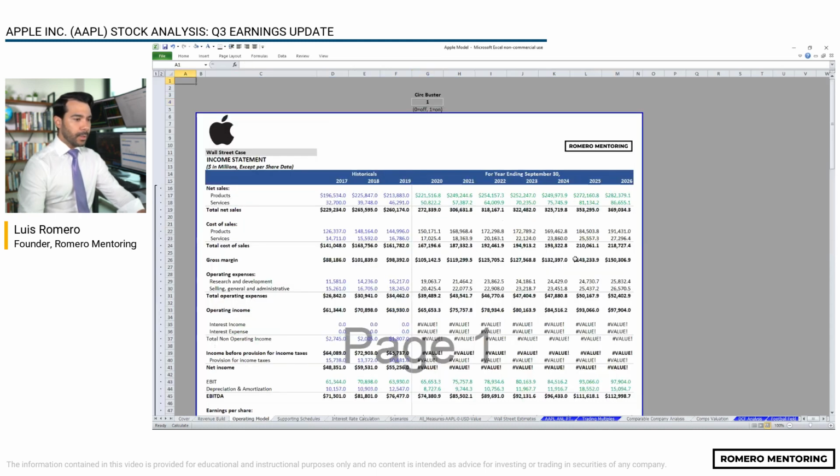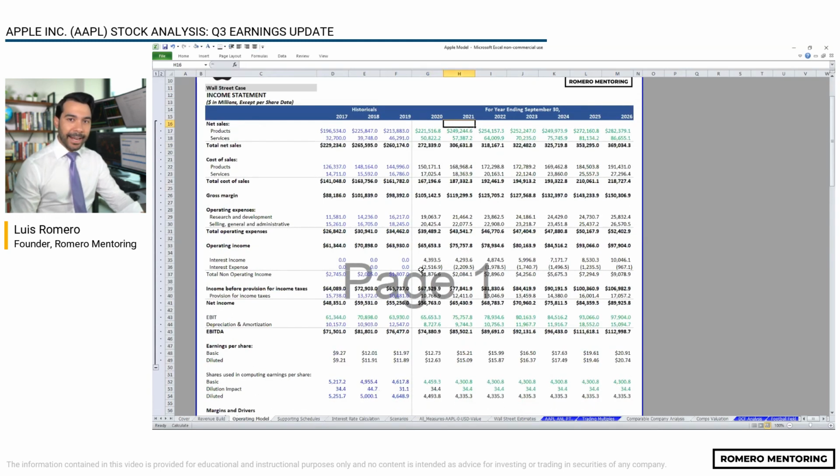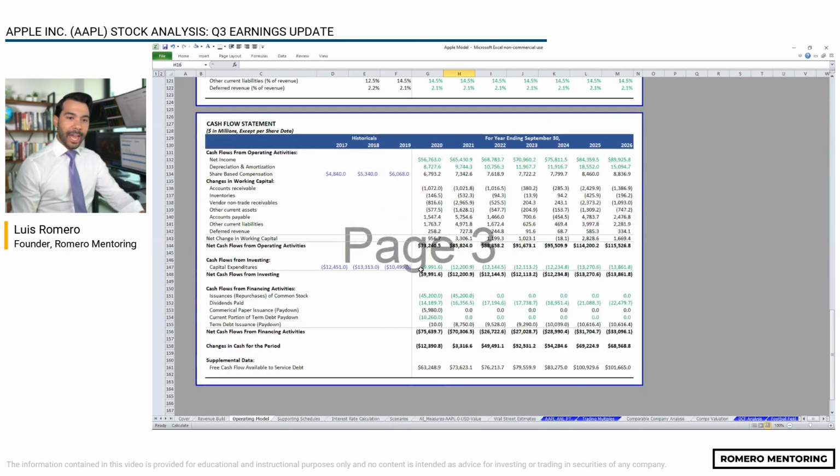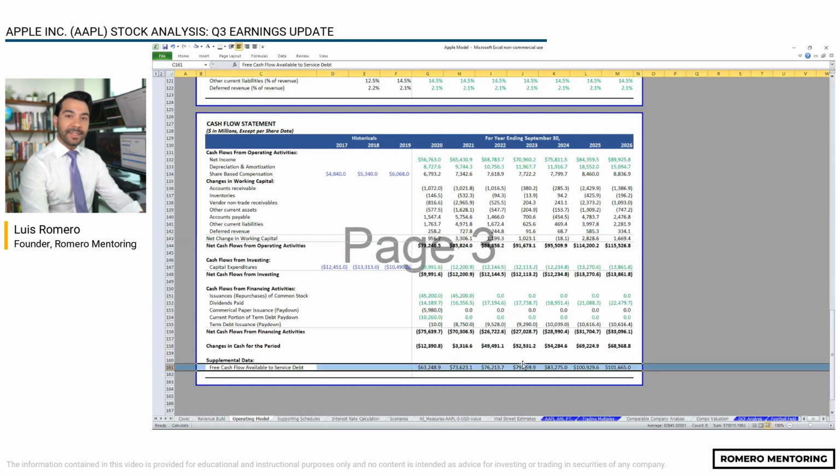Now, you can also see right here the full-blown income statement. This is a circuit breaker. Let's restart our model. This is a full-blown consolidated net income. Here you have the balance sheet. Here you have the cash flow. And one thing I would point out on the cash flow is row 161.